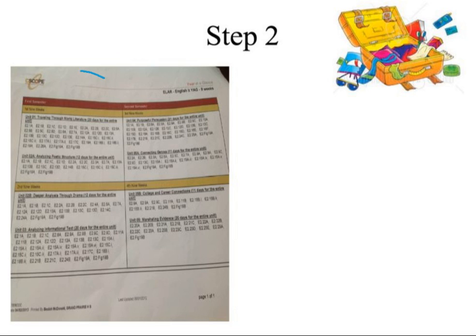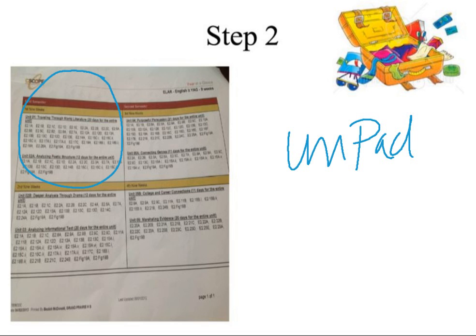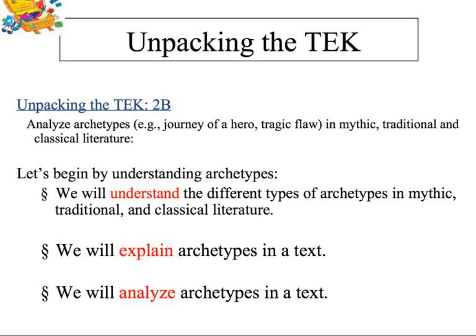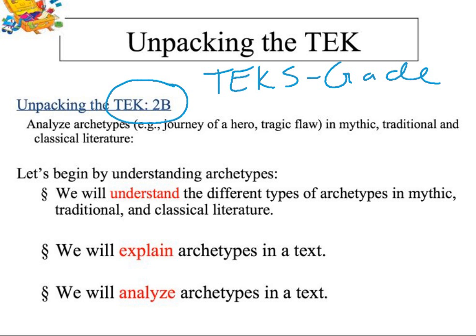So, our next step is to simply unpack all of these TEKS. The way this looks is you first look at the TEK. And remember, for the state of Texas, I gave you a document that had all the TEKS listed for your grade level. So, this is TEK 2B. This is an ELA 2 TEK. And it says, we will analyze archetypes in mythic, traditional, and classical literature.